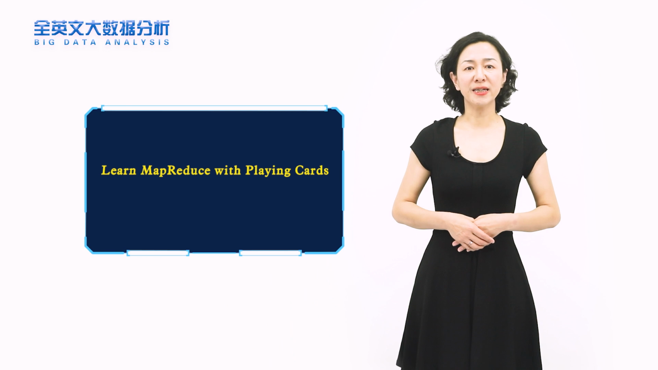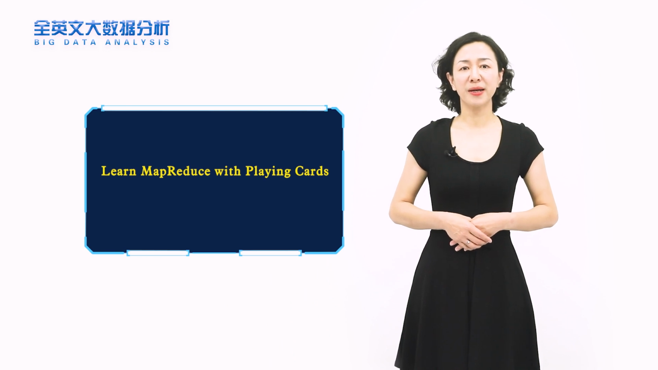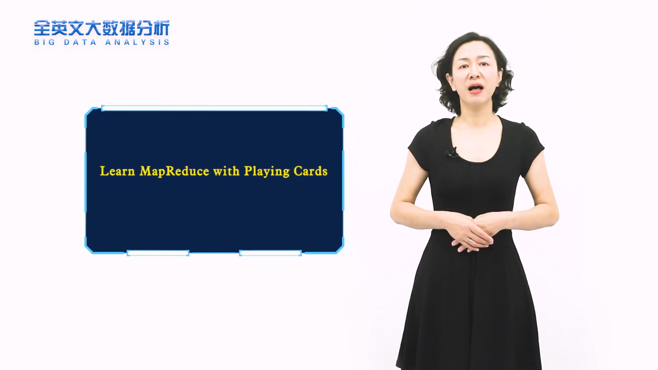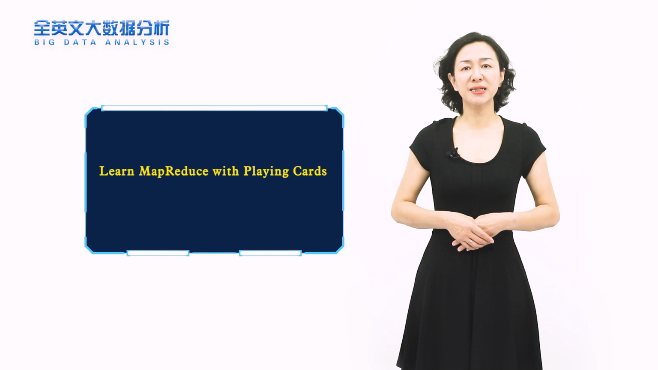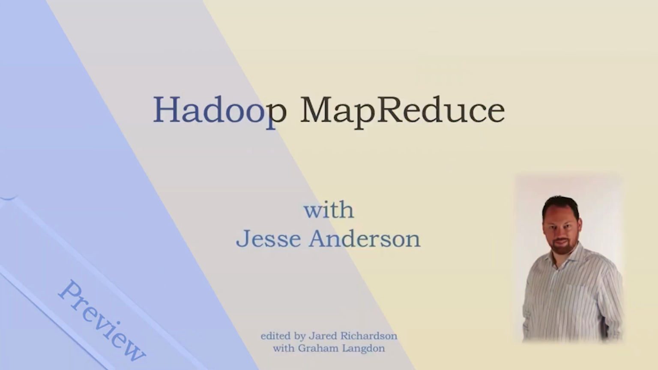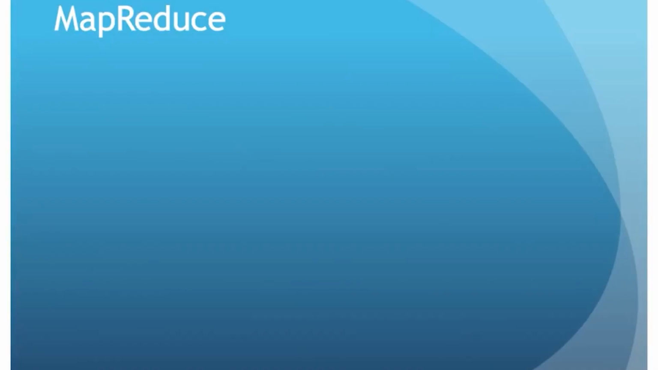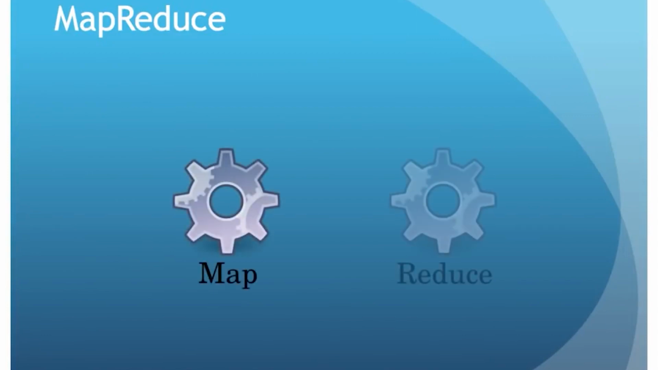Let's watch a video about learning MapReduce with playing cards, to easily understand the mechanism of MapReduce processes intuitively. Let's go deeper into Hadoop's MapReduce implementation. As the name implies, there are two phases to MapReduce. There is the map phase and the reduce phase.